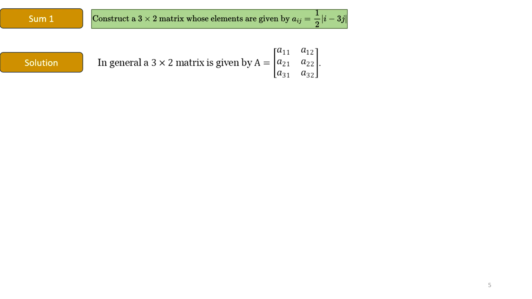Sum number 1. Construct a 3 by 2 matrix whose elements are given by aij is equal to half of mod i minus 3j. A general form of a 3 by 2 matrix can be written as A is equal to a11, a12, a21, a22, a31, a32.